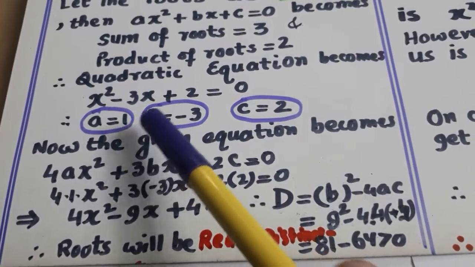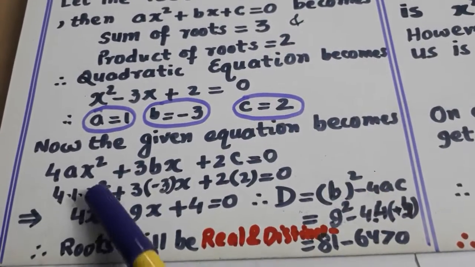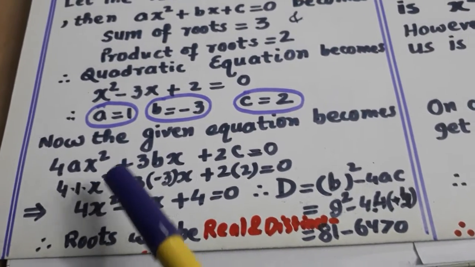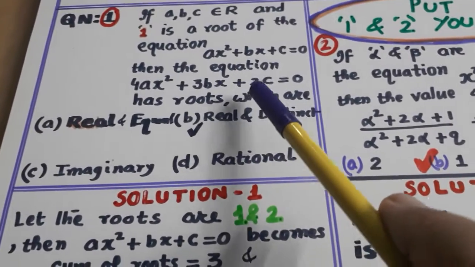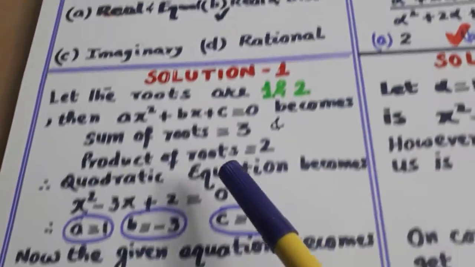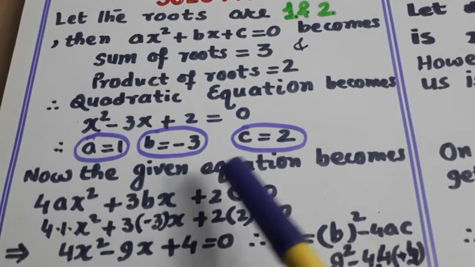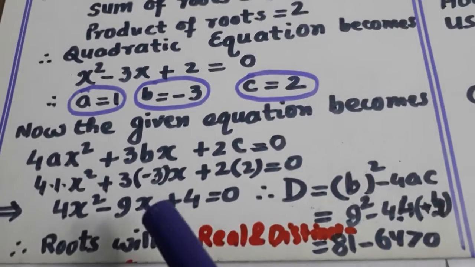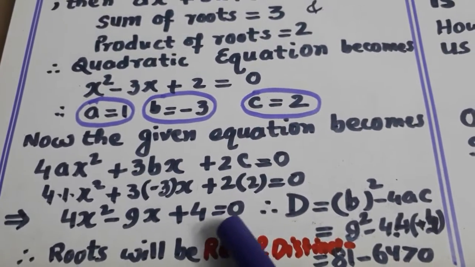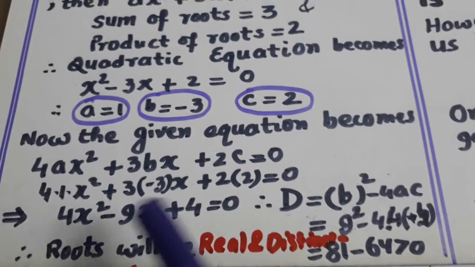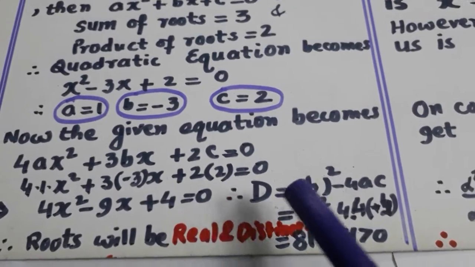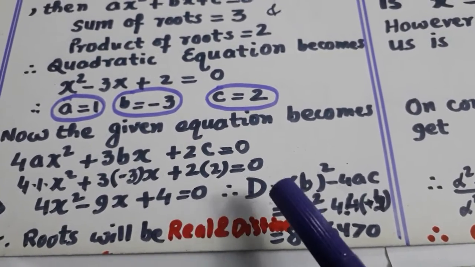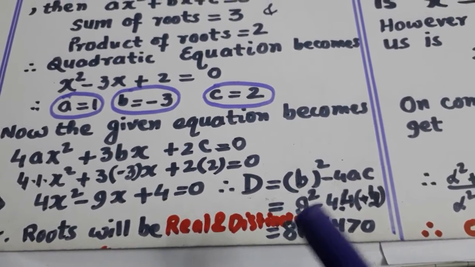Now you know the value of a, b, c, put it here. Our equation in the question is this. Now it will change the shape because we know the value of a, b, c. Put the value of a, b, c here. You get this new equation. Now you want to find whether the roots are real and equal or different, real and distinct.